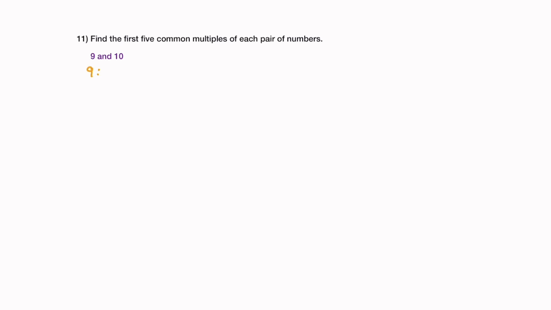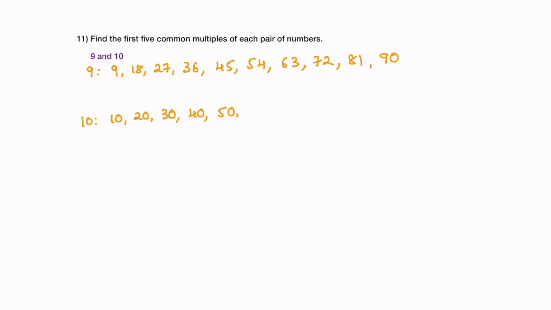So 9, 18, 27, 36, 45, 54, 63, 72, 81, 90. 10, 20, 30, 40, 50, 60, 70, 80, 90. I reached 90, yeah. So 90, 90, right? So it's 9 times 10 and this is 10 times 9.